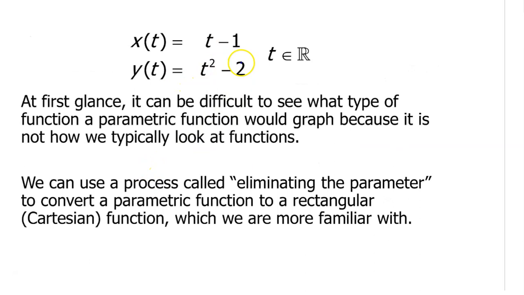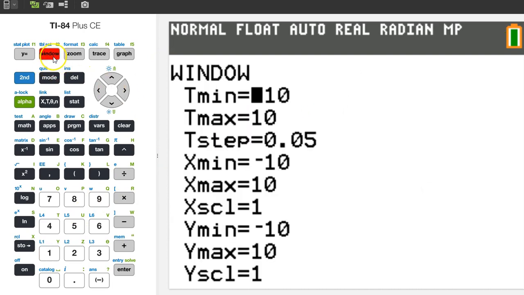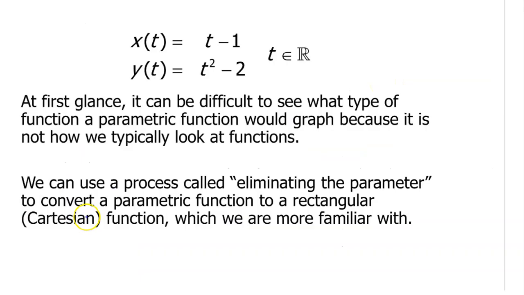Here's another parametric equation. Let's type this into the calculator and take a look. So I've typed in my parametric equation, and under window I have the parameter t set to go from -10 to +10. Let's hit graph and take a look. Okay, so it seems to be a parabola. Sometimes it's hard to tell what the shape is going to be looking at the parametric equation, but we can use a process called eliminating the parameter to convert the parametric equation to a rectangular function or Cartesian function with which we are more familiar.